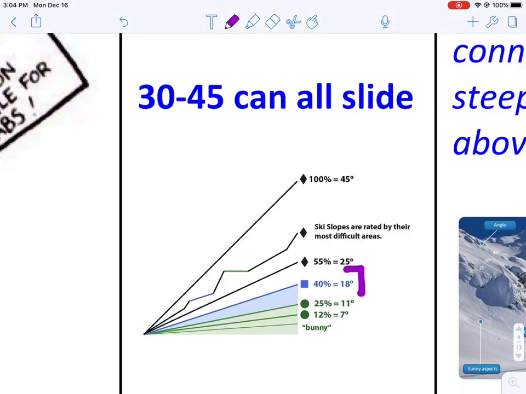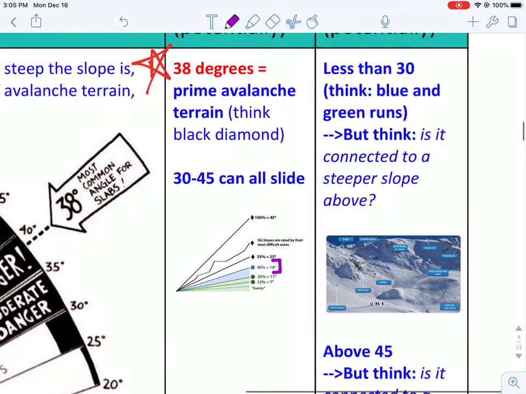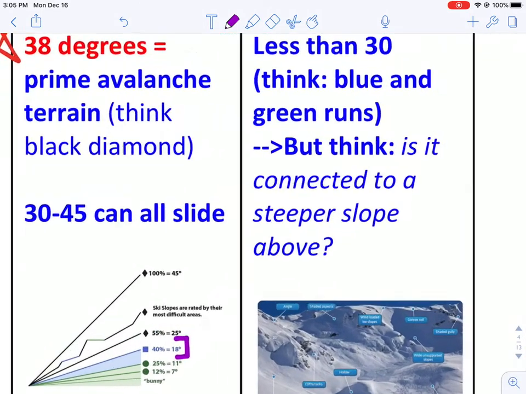30 to 45 is mainly blue runs. So green runs are not steep enough. Black runs are a little bit too steep. Now, this is a general rule. Less than 30 and more than 45 can slide, but in general, those are the safer spots.